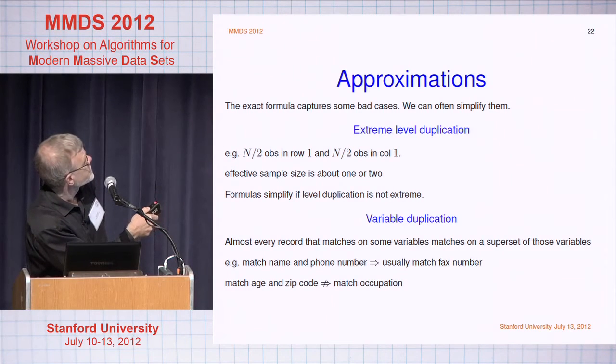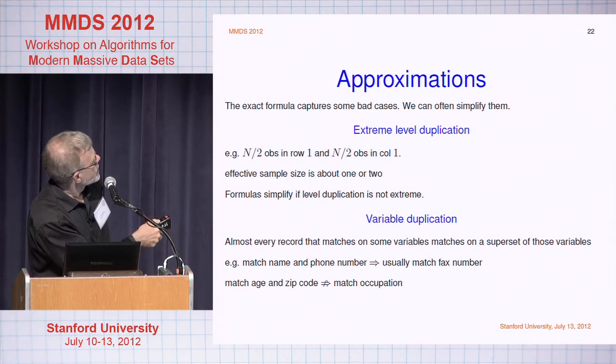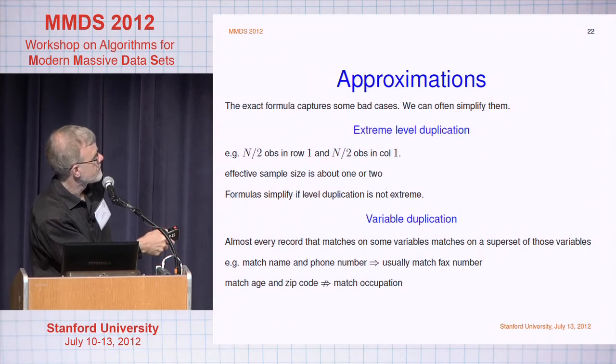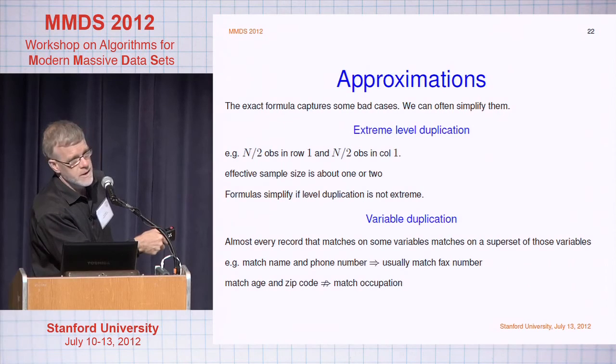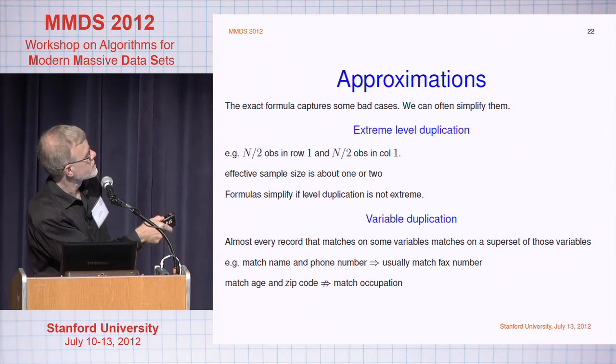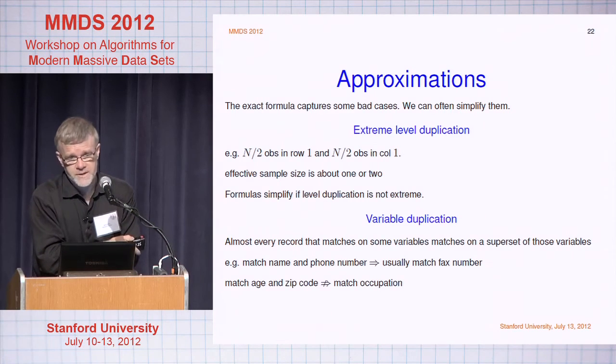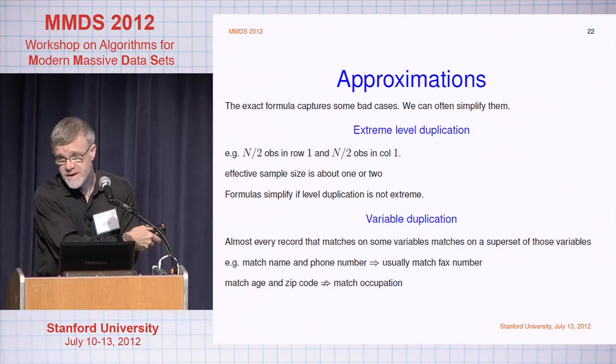So we don't usually have that much level duplication. There's also a phenomenon of variable duplication. If 2 entities or 2 data points have the same name and phone number, they probably have the same fax number. If they have the same age and zip code, they probably don't have the same occupation. So the relations among these entities are quite different. Sometimes it's almost like an independent shot, and sometimes it's pretty dependent. That will make a difference to the variance, and the formula captures those effects from the data.